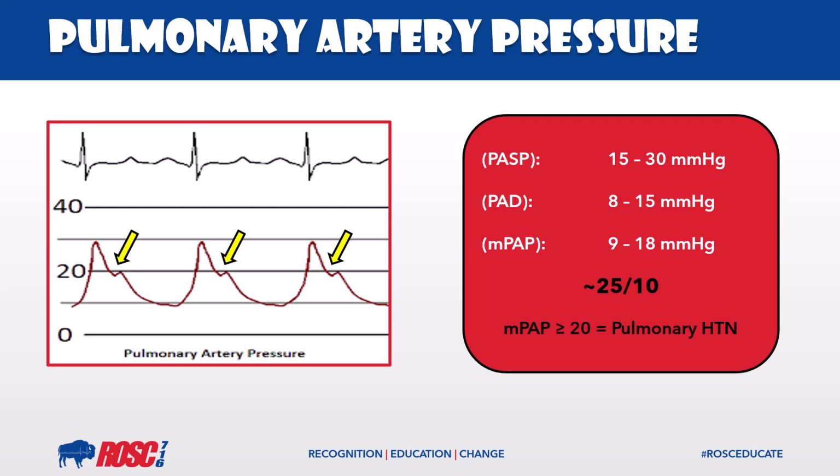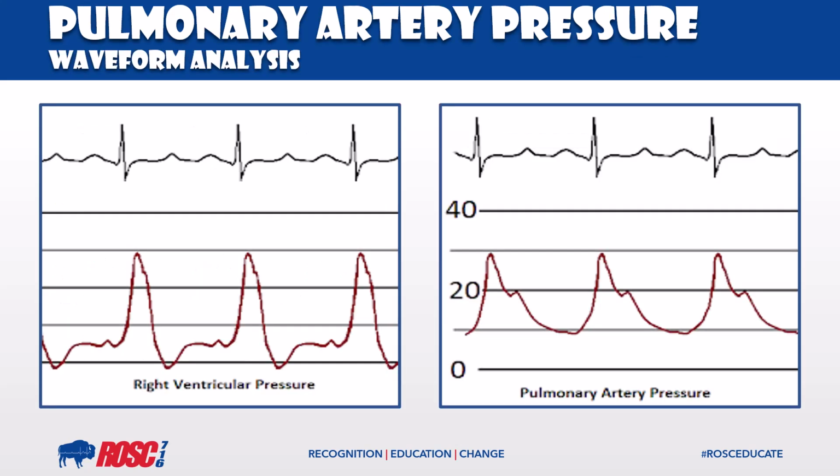I would like you to take note that a mean PA pressure greater than 20 is indicative of pulmonary hypertension. Now let's take a closer look at the differences between a right ventricular pressure and a pulmonary artery pressure. If you look quick, you may be tricked. Taking a very close look here, over in the pulmonary artery pressure, you see a clear, distinct dicrotic notch indicating the pulmonary valve closing. You do not see that in the right ventricular pressure waveform. In addition, the pulmonary artery diastolic pressure is higher than the right ventricular end diastolic pressure due to the resistance.